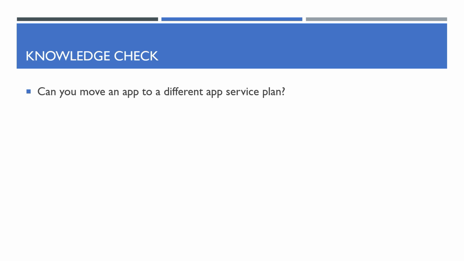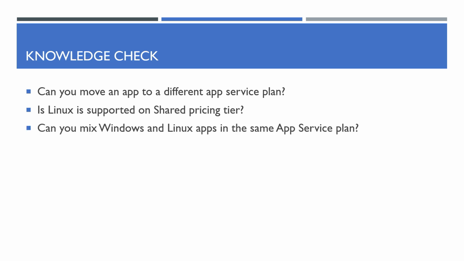Next question. Is Linux supported on a shared pricing tier? Linux is not supported on the shared pricing tier. At minimum you will need a dedicated compute or an isolated tier for Linux. Can you mix Linux and Windows apps in the same app service plan? No, you cannot. You can have them in the same resource group, but in the same app service plan, you cannot have Linux and Windows based apps.